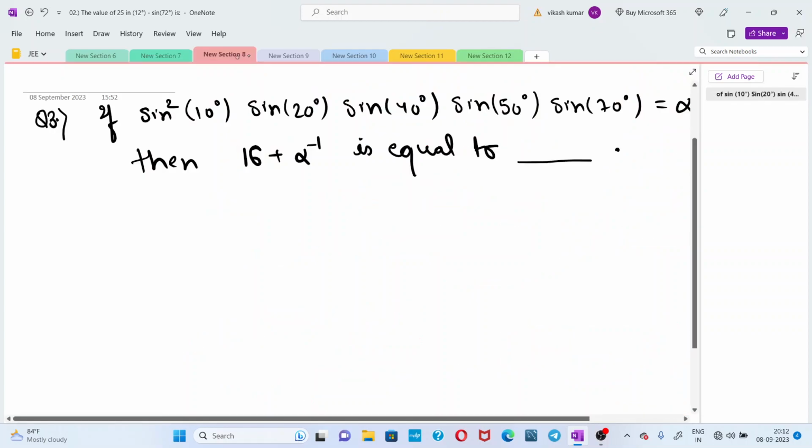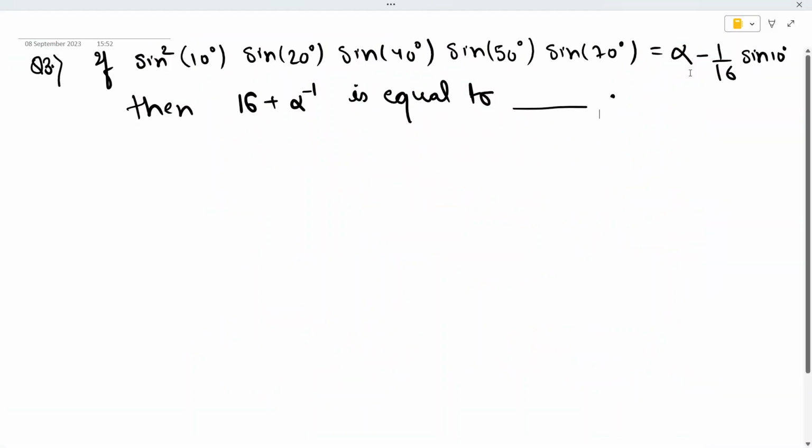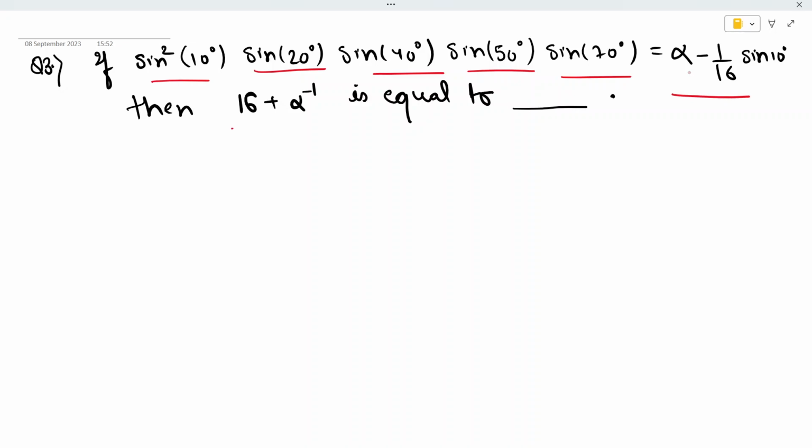Now let's move to question 8. What it says is that you have to evaluate these values. Given sin square 10, sin square 20, sin square 40, sin square 50, sin square 20, alpha into 1 by 16, sin 10. Then we have to find the value of alpha inverse. Okay, so let me recall one property first.